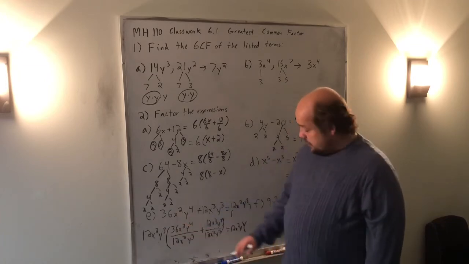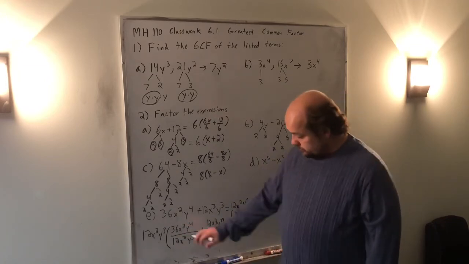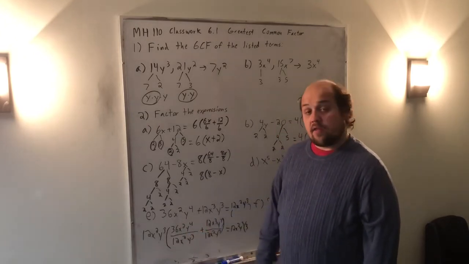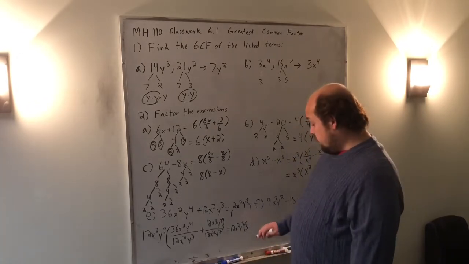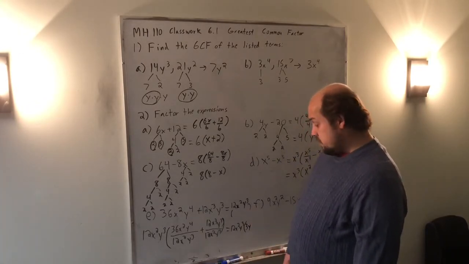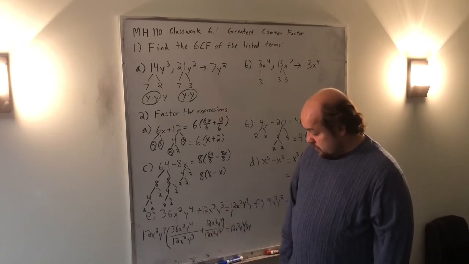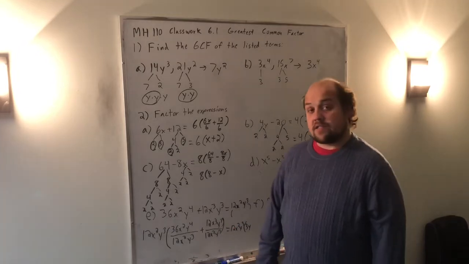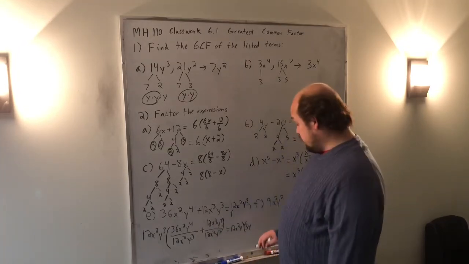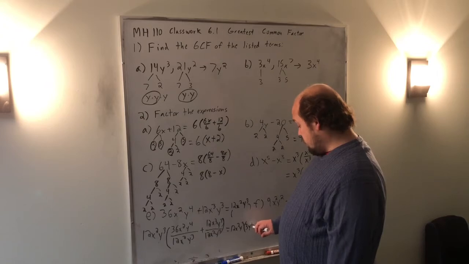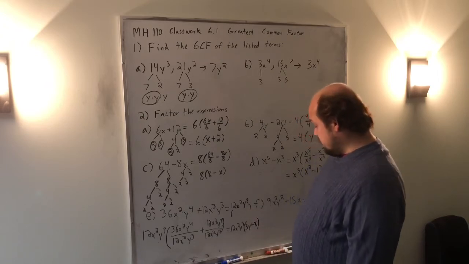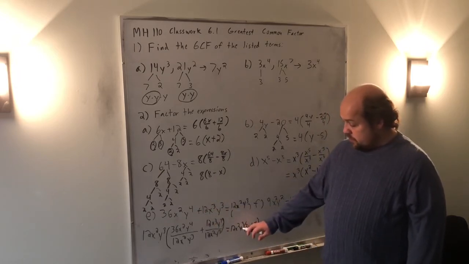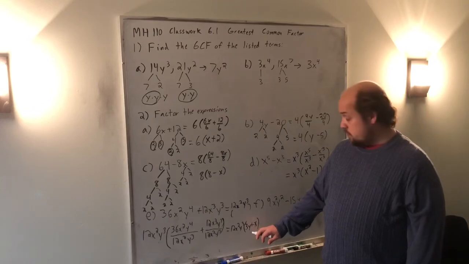Here, 36 divided by 12 gives me 3. X squared and x squared go away. Y to the fourth over y to the third is y to the 4 minus 3, which just leaves me with y to the first. When I do this division, 12 and 12 go away, y to the third and y to the third go away, so I'm just left with x to the third over x squared. X to the 3 minus 2 is just x to the first, so all it leaves behind is a positive x. The correct final factored form of this original problem is 12x squared y to the third, parentheses, 3y plus x.